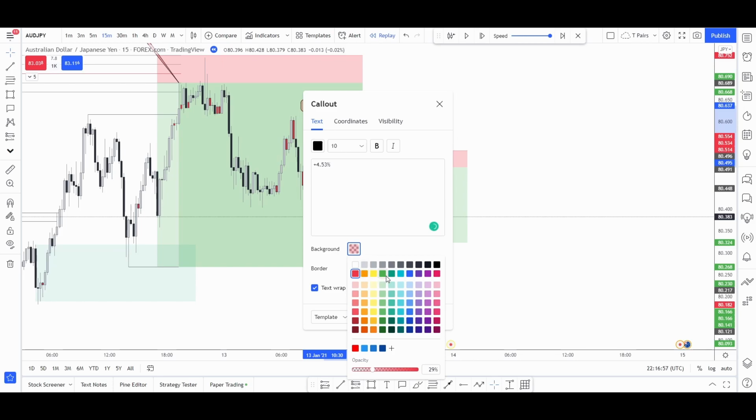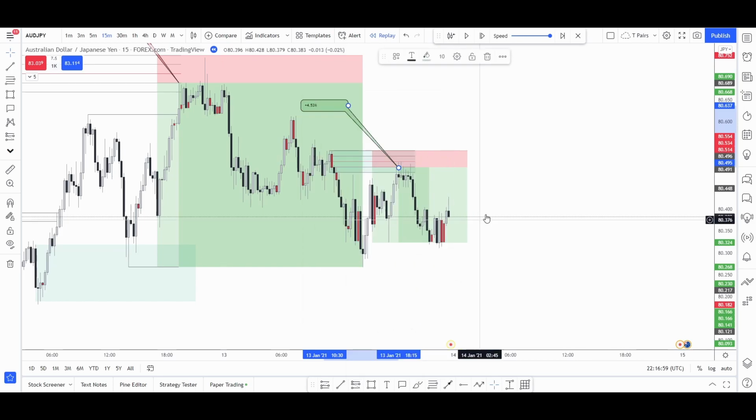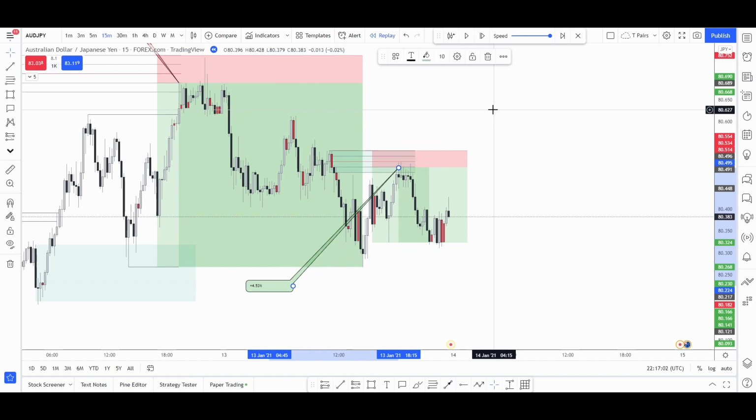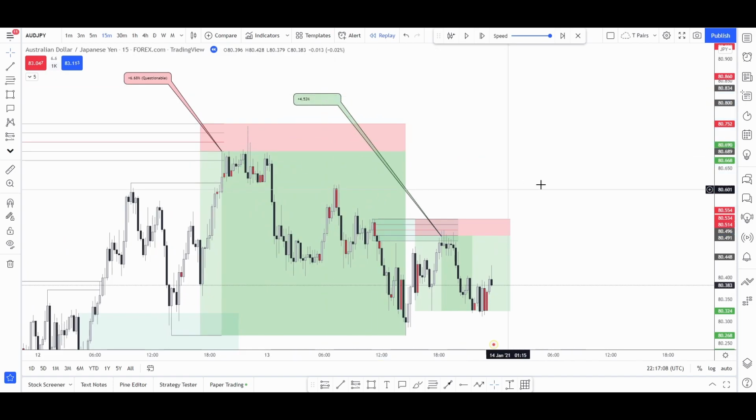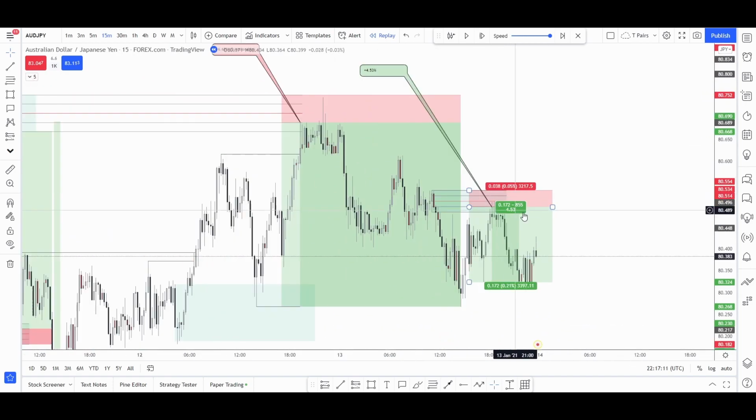Put that in green. Let's put that out of the way a little bit. Oh, it's hardly out of the way. I just put it up there. Right. Okay, so that's good.